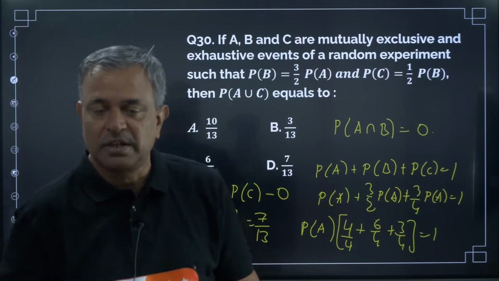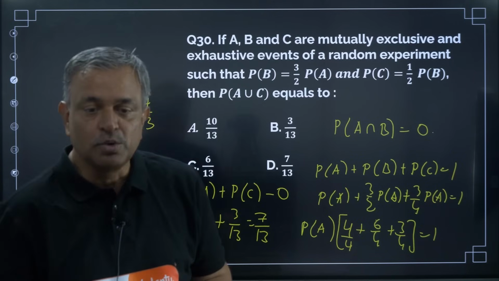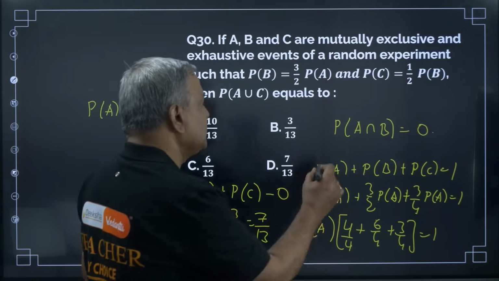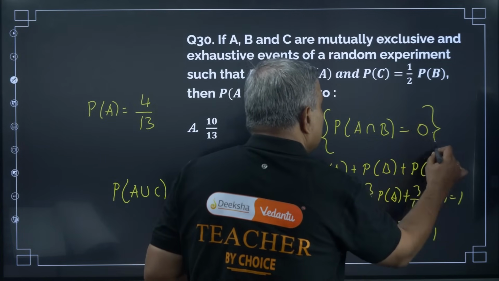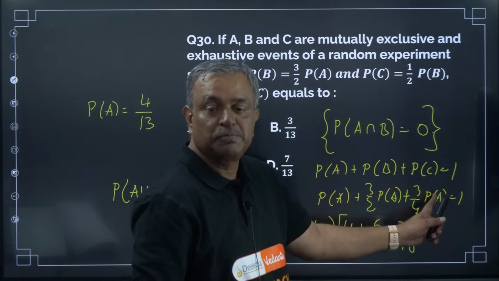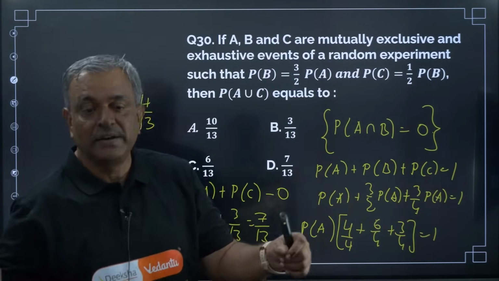In the next section we'll do the next 30 problems. But what I told you is that please keep on writing the concept on the right hand side. This is one concept. The other concept is P of A plus P of B plus P of C is equal to 1, because this is the one unit. I hope you all have understood.